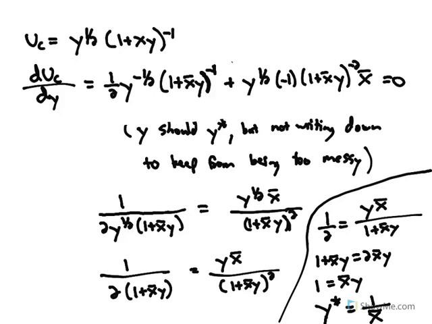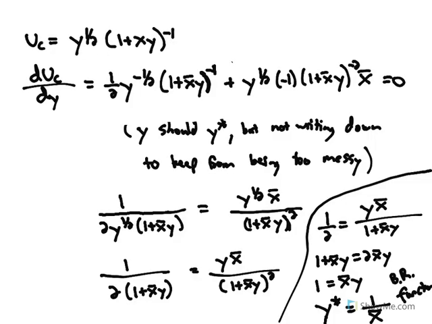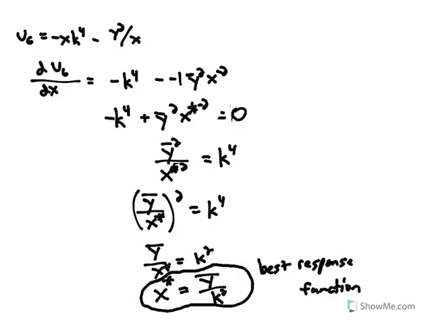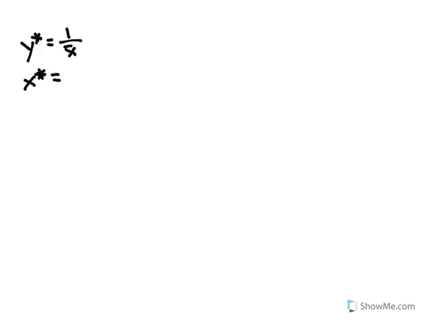Okay? Okay, so we have our 2 best response functions. All right, so label this best response function. This is for the crime side. And to recap, I have y star equals 1 over x bar on the crime side, and on the government side I have x star is equal to y bar over k squared.